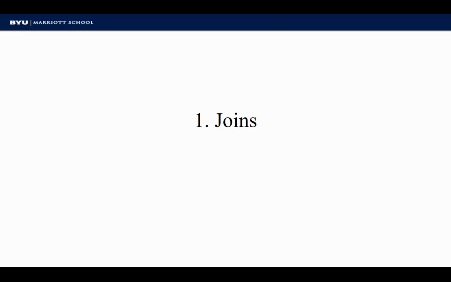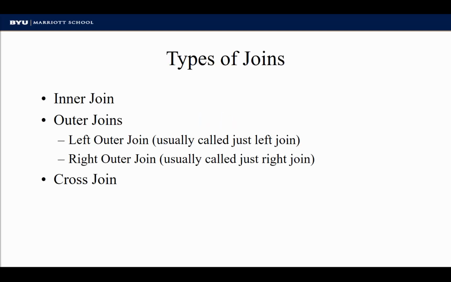Welcome to this video about joins in Microsoft Access. Joins are a critical component of querying, so it's important we understand them. So let's jump in, and we're going to go over three types of joins: inner joins, outer joins, and cross joins. Within outer joins, there's both a left and a right outer join. Usually we just call these a left join and a right join.